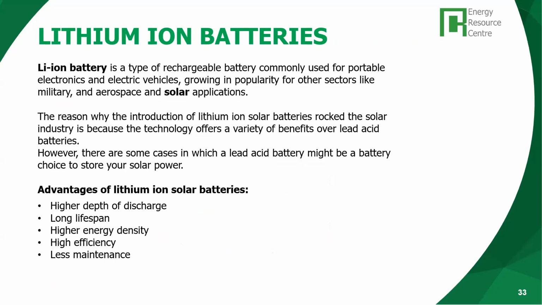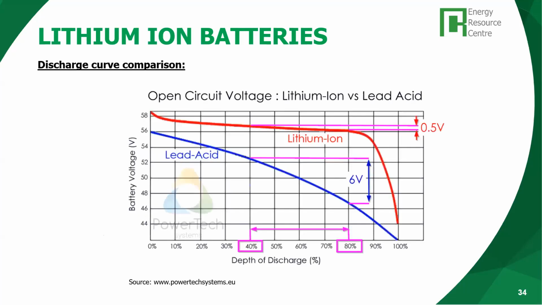For lithium-ion batteries, as we said, and engineer Antolin also discussed with us, they are like a new generation of batteries for the solar industry. They have very clear advantages. They allow for higher depth of discharge levels, down to 90%. They have longer lifespan, 3,000, 4,000, even 5,000 cycles. They have higher energy densities, better efficiencies, and they require less maintenance than lead acid.